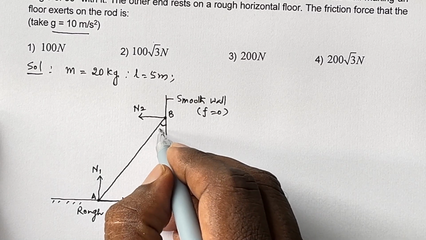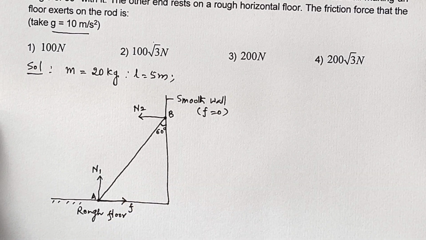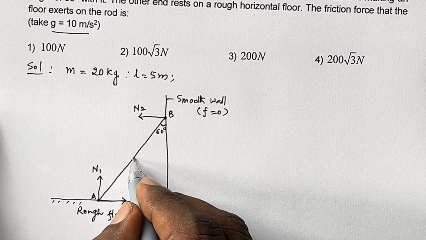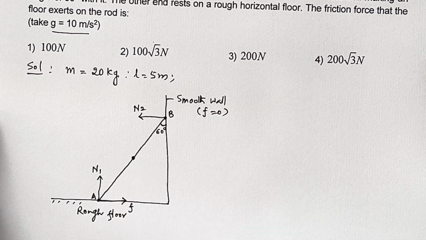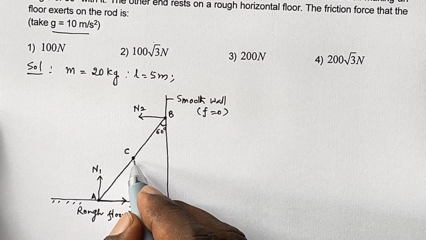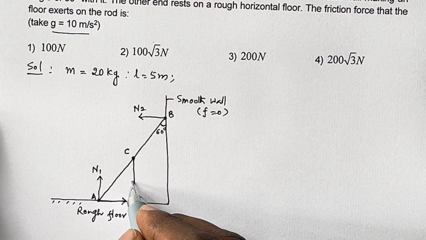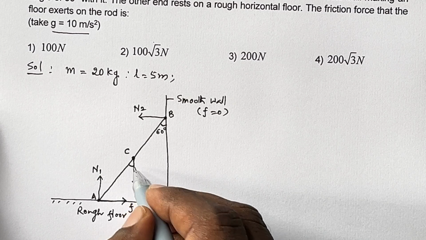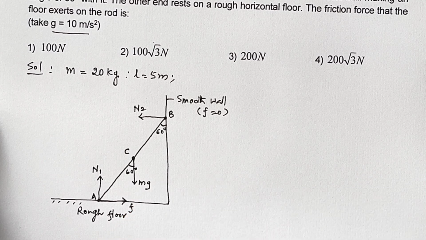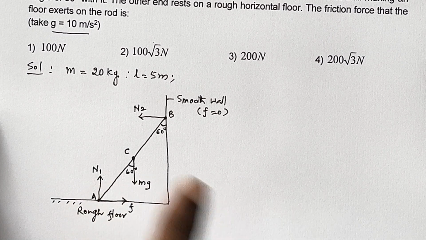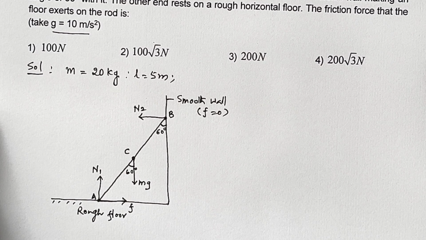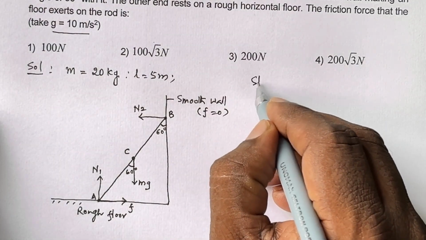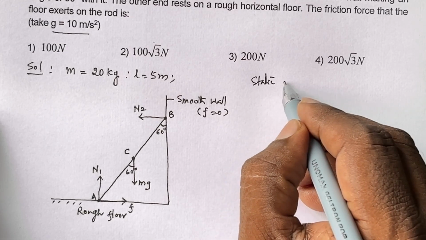Here the angle is given as 60 degrees. Not only so, exactly at the center of the rod at C, the center of mass, the weight of the rod acts vertically downwards like this. So this mg is also making 60 degrees with the rod. Right? This is the scenario of the given problem. Here the ladder is not moving, so it is in static equilibrium. The rod is in static equilibrium.